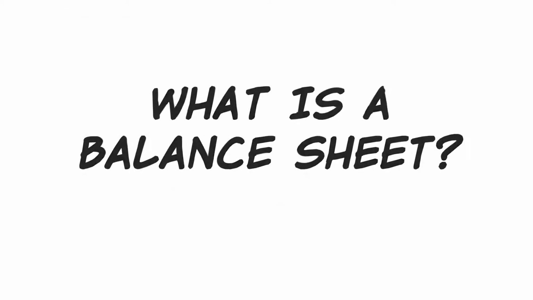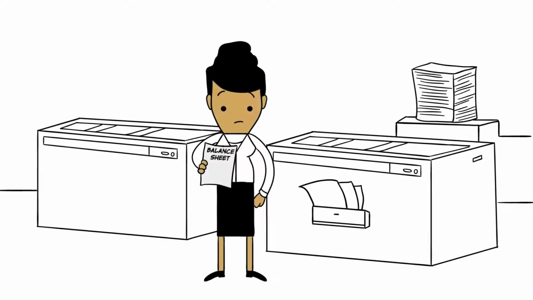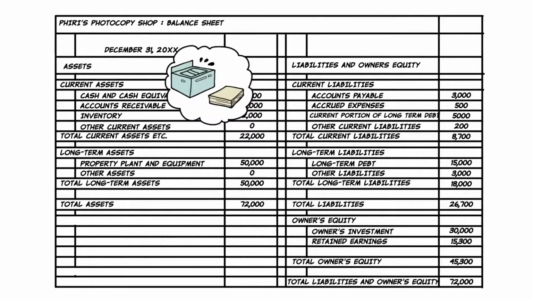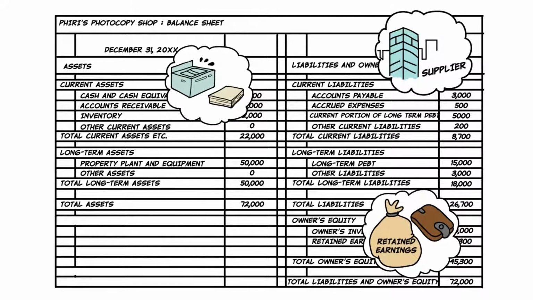What is a balance sheet? A balance sheet is a snapshot of your business's financial health on a given day. It gives a detailed picture of what your business owns, what it owes, and who it owes it to. At a high level, a balance sheet shows how much your business is worth.